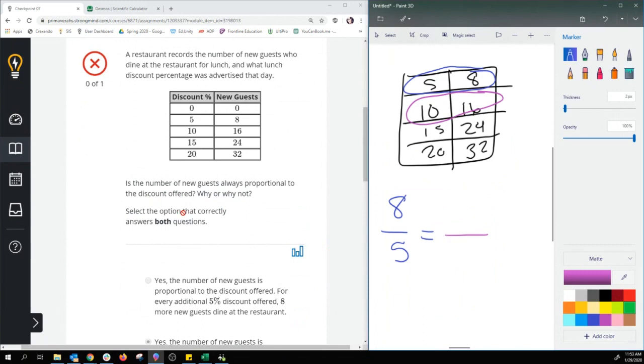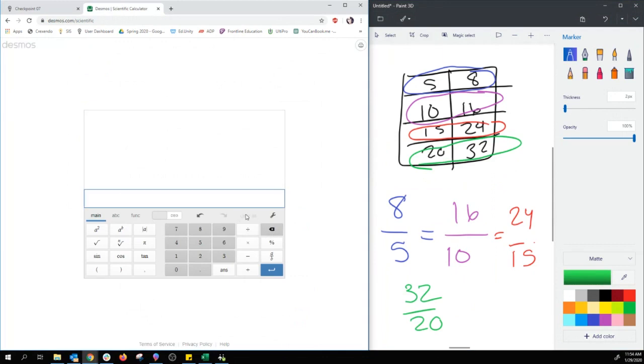Eight over 5, yes, that's our first one. What about our second one with the 10 and 16? 16 over 10, perfect. And then our next one is going to be 24 over 15. And then the very last one is going to be 32 over 20. So to see if these are all proportional, let's type all of those into our calculator and see if we get the same number each time.